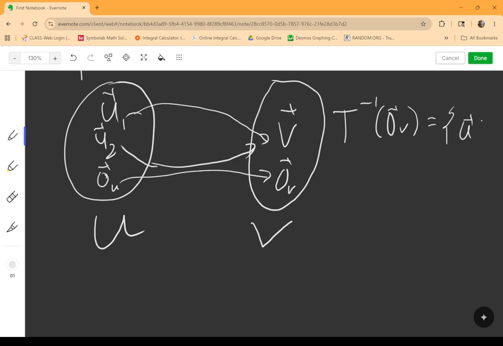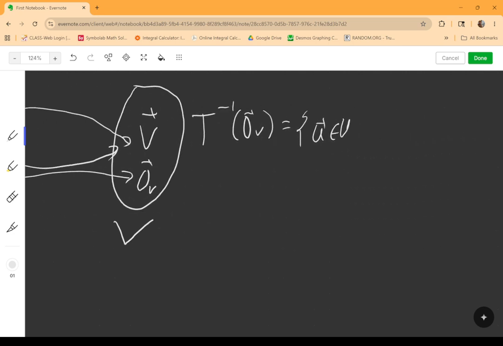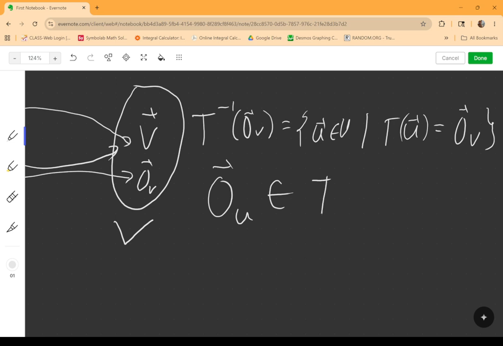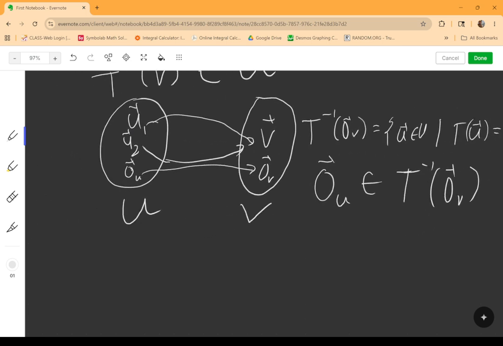So it's an element u of u such that T of u is equal to the zero vector. We know for a fact that the zero vector in u is definitely an element of the preimage of the zero vector in v. Now this may be the only element. For sure it has this one, but there may be more, and later we'll come up with reasoning as to what if it has more? What can I conclude about the linear transformation?